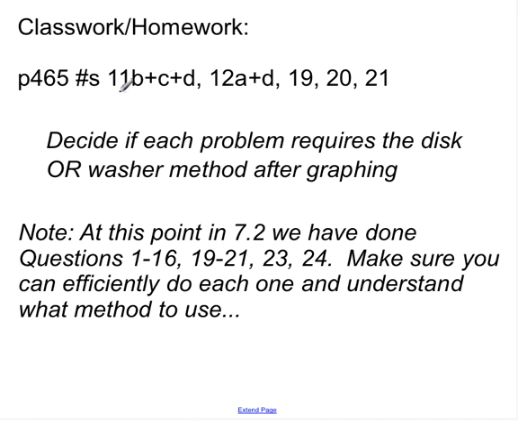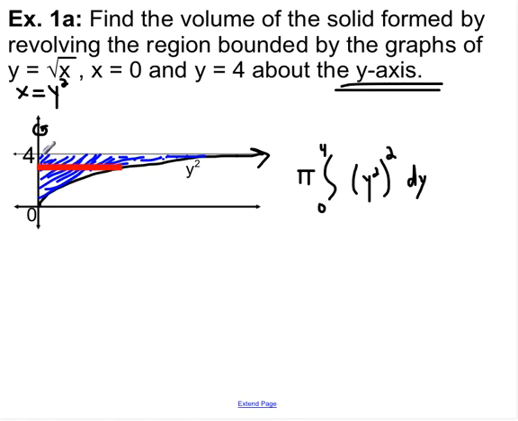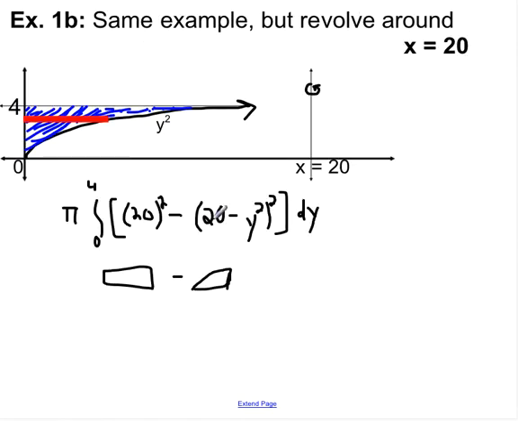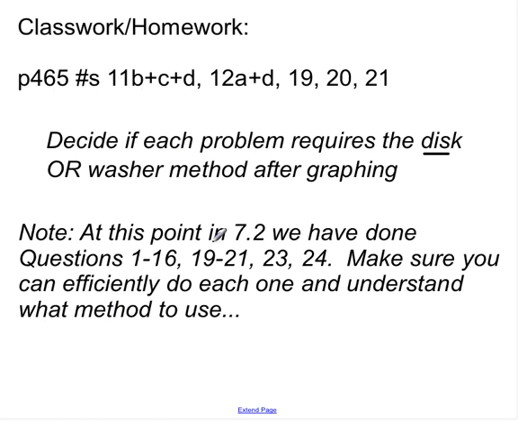And again, before you worry about disk or washer, see if it's a disk, like the question we did over here, where every part of your shaded area is touching your axis of rotation. And it's going to be a washer if you have this white space when you're rotating it, right? You have the whole piece minus that, and so we need our washer. Also note, if you look back at 7.2 and you have a little extra time, really look through all the questions we've done. We've done the majority of the questions up to 24. Make sure you can efficiently notice: is it disk or washer, and what am I rotating around?